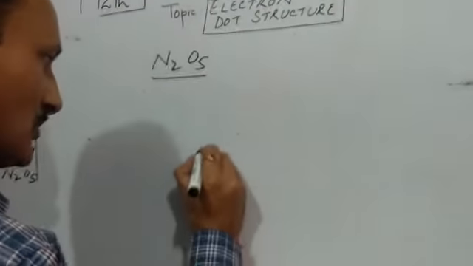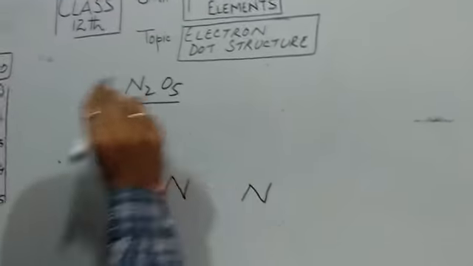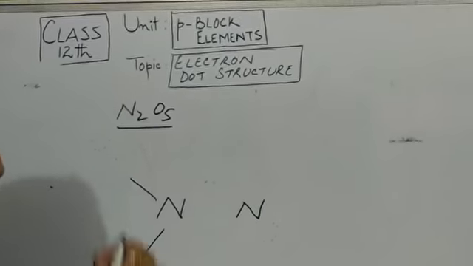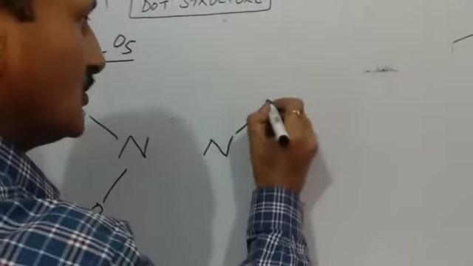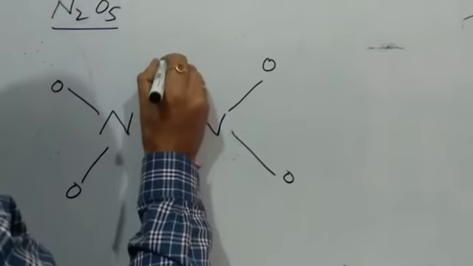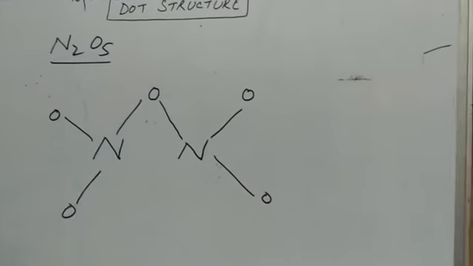And now finally coming to the last oxide of nitrogen, that is nitrogen pentoxide. How many nitrogen atoms do we have? 2. And how many oxygen atoms do we have to link to these? 5. 1, 2, 3, 4, and let us place one oxygen here like this. This can be the structure.